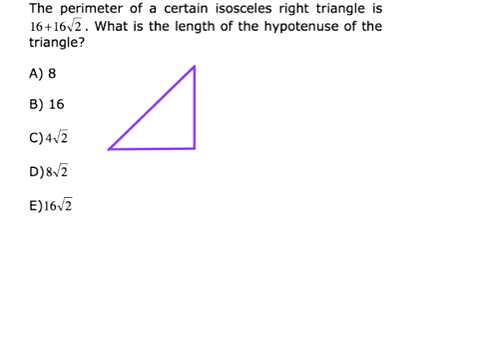So this is the smallest choice. This is the second smallest. This is the middle choice. This is the second biggest choice. And this is the biggest choice. What I would do is I would just write these again on my scratch paper in order this time. So 4 square root of 2, 8, 8 square root of 2, 16, 16 square root of 2.